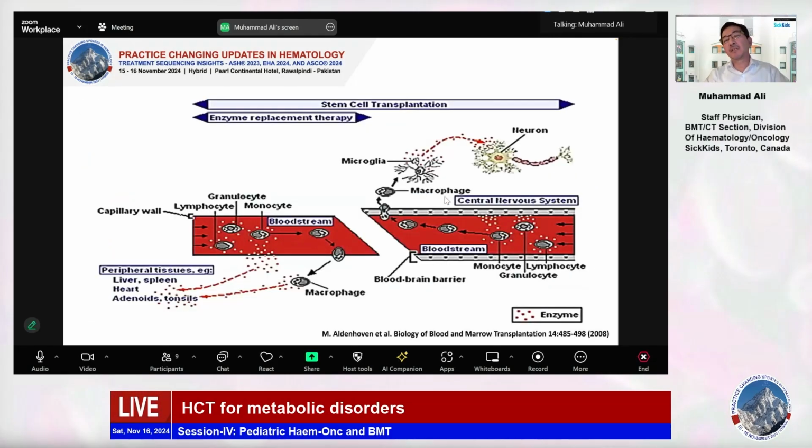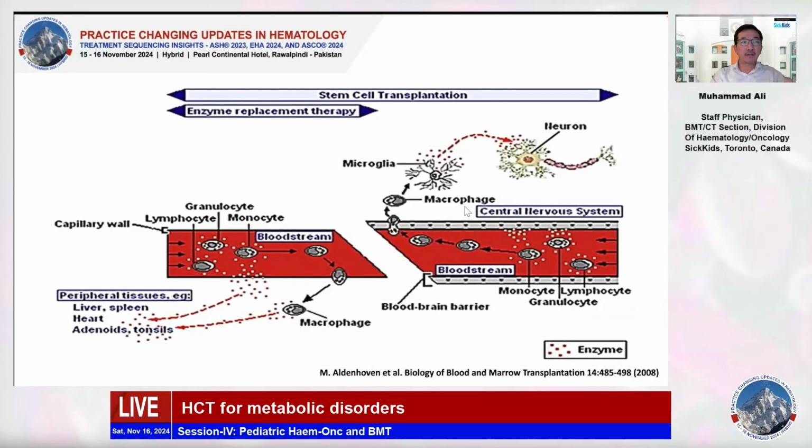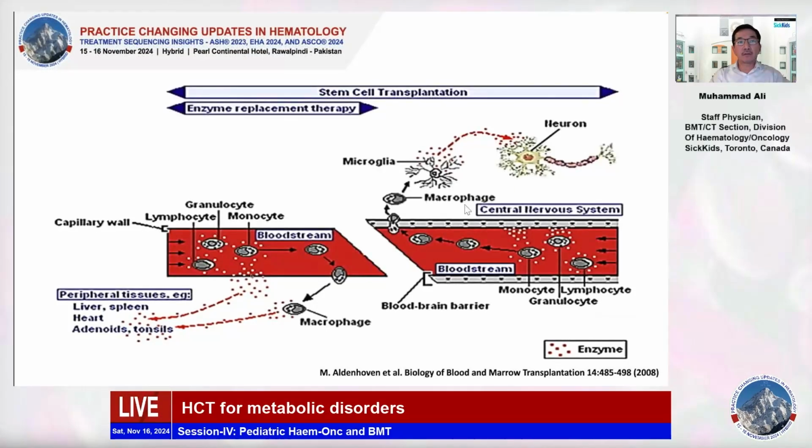So this diagram helps to better understand the difference between enzyme replacement therapy and stem cell transplantation. In diseases where enzyme replacement therapy is available, it's given intravenously regularly, almost every week. And this enzyme, through blood circulation, is able to reach most of the organs, like liver, spleen, heart, and the tonsils. Those organs will get the benefit of this enzyme, which will help to metabolize the accumulated substrate. And if the enzyme is given regularly, it prevents further substrate accumulation and organ damage.